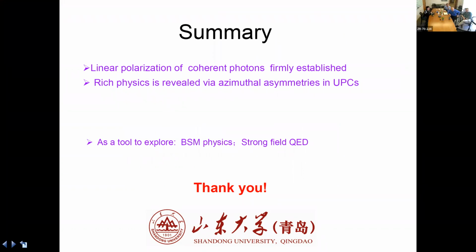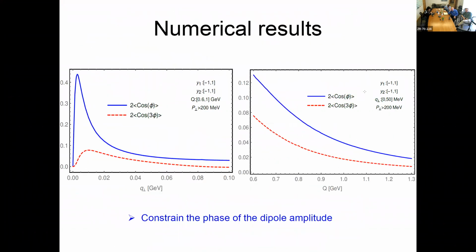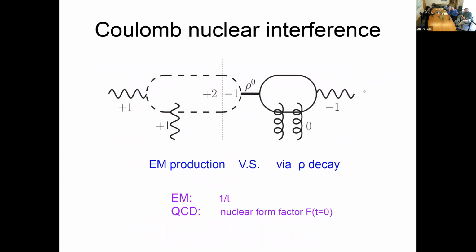Yeah. So very nice talk, very thought-provoking. Thank you. I had a question about the Coulomb nuclear interference. Just to clarify, are you talking about interference between photon, and I'll use the word pomeron, photon plus pomeron going to the rho, versus gamma gamma going to dipions? Yes, yes. But isn't the gamma gamma to dipions cross section a tiny fraction of that for the rho? Yes, that's true.